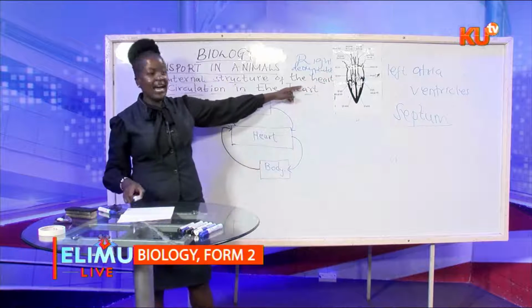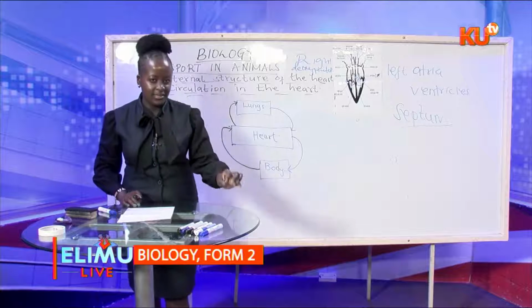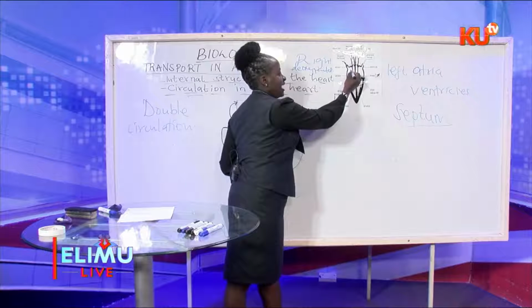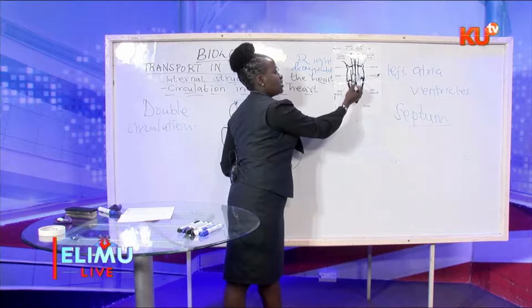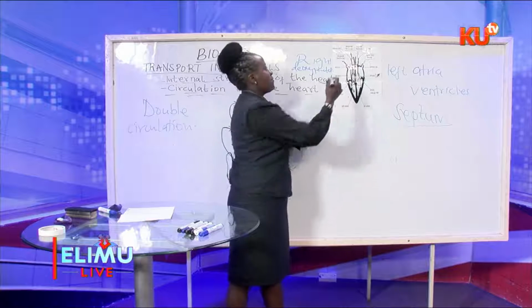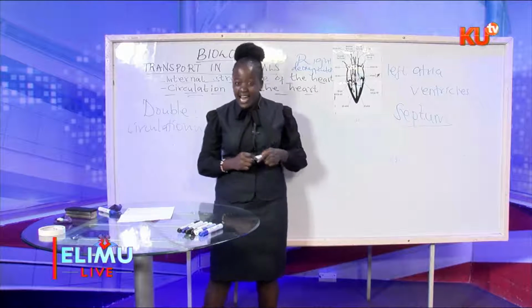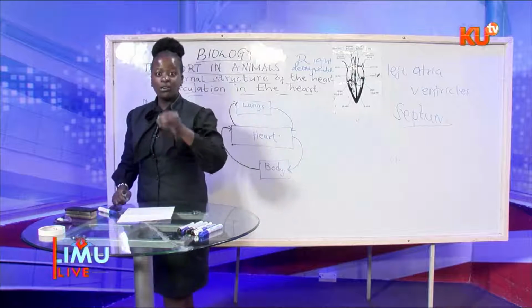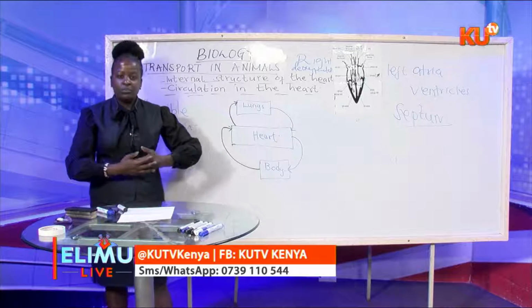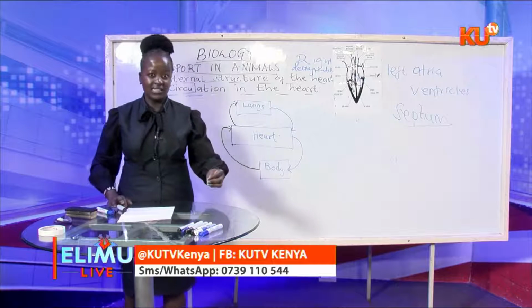Now, the pulmonary artery is the one that will take deoxygenated blood to the lungs. So the arrows are flowing in this direction from the right atrium to the right ventricle up into the pulmonary artery. And from here, the blood is being taken to the lungs. In the lungs, this blood will be oxygenated. There will be an exchange. Carbon dioxide will be given out. Oxygen will be given in. So in the lungs, you have gaseous exchange.